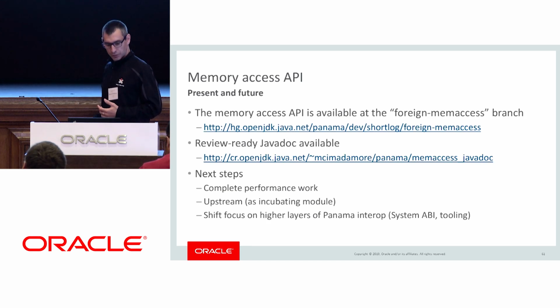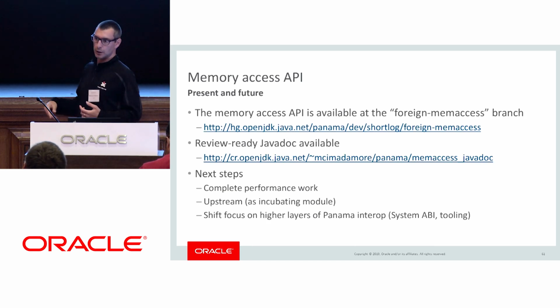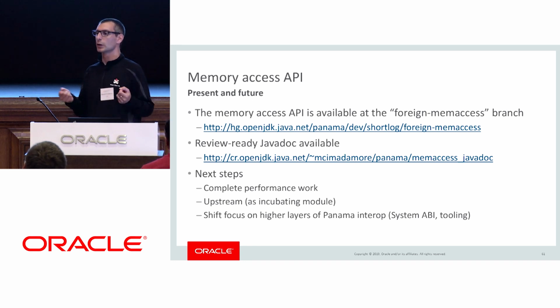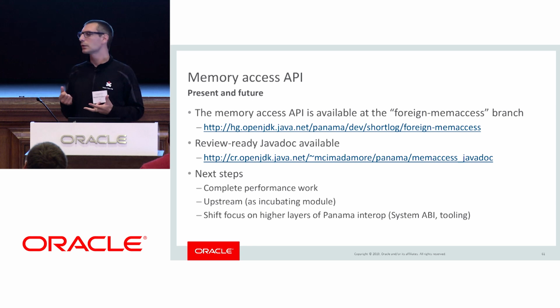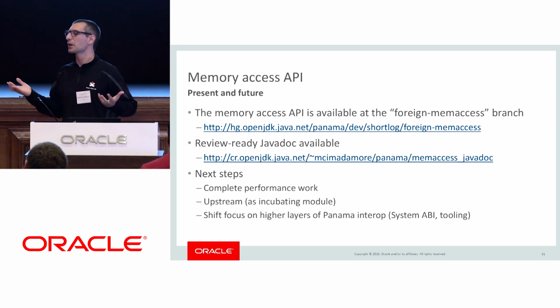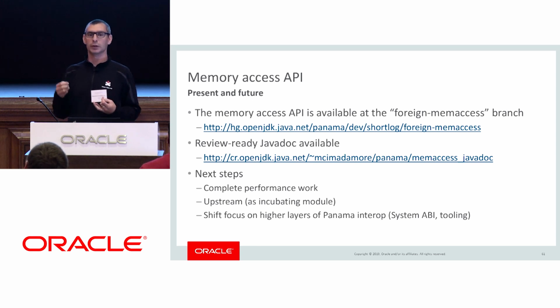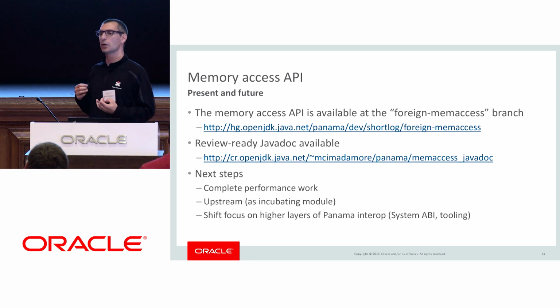So these are a bunch of links. The code repository with the foreign memory access branch contains all the code for this particular API. There is also a Javadoc that we made available. We did a bunch of review iterations on it. We think it's fairly 80% review ready. So if you want to take a look at the API, I think now it's a very good time to do so.